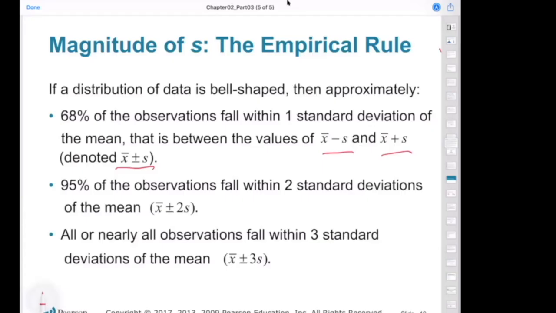Same thing, if you increase the number of standard deviations from one standard deviation to two standard deviations, you will have 95% of the data within this interval or this range. Last one, if you increase the standard deviation from 2 to 3 standard deviations, in this case, you will have approximately 100% of the data within this range. So we write that x bar plus or minus 3s, as you can see.